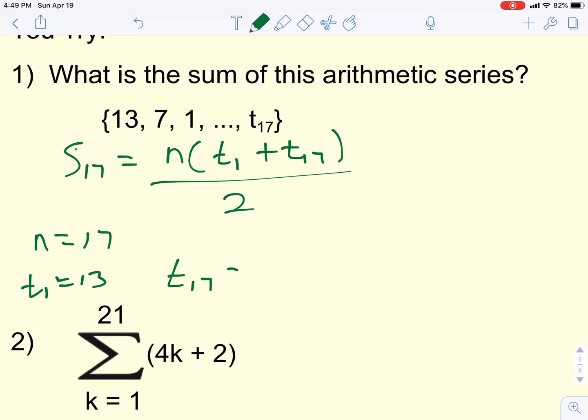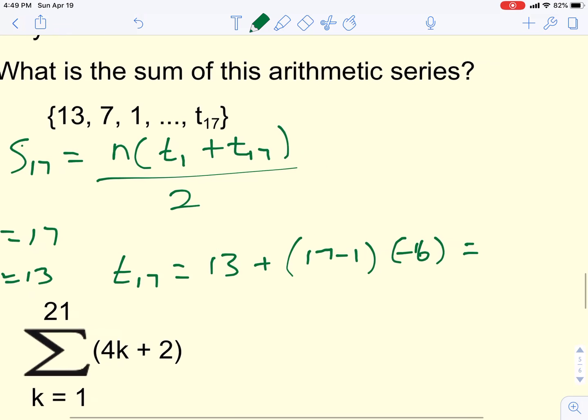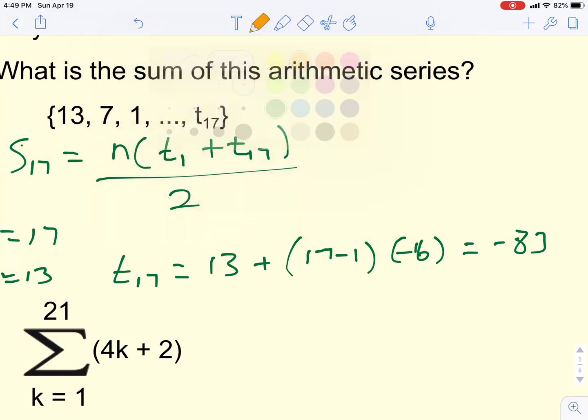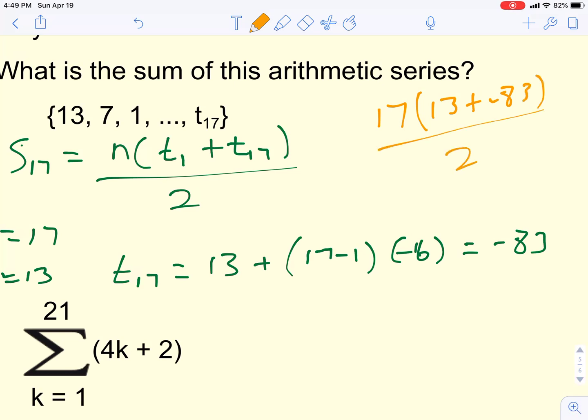So we're going to do the formula we worked on yesterday for explicit. The first term plus N minus 1 times the common difference. Looks like we're going down by 6. All right. Type in the math and you get negative 83. So now we have all the values that we need. Plug them into our formula. 17 times 13 plus negative 83, all divided by 2. Plug all that stuff in the calculator. We get a grand total of negative 595.